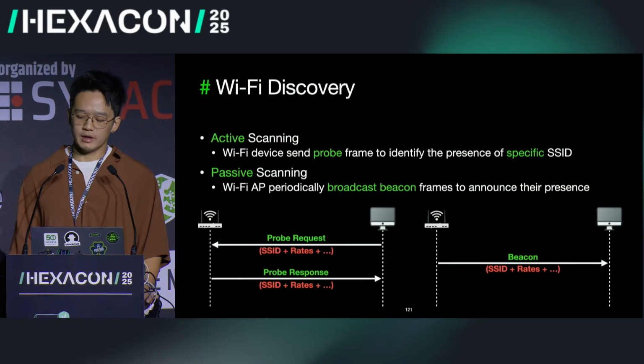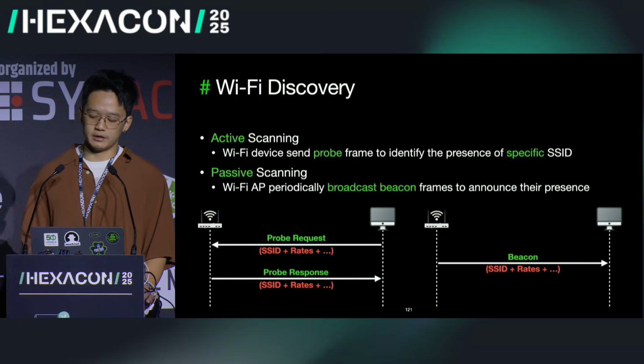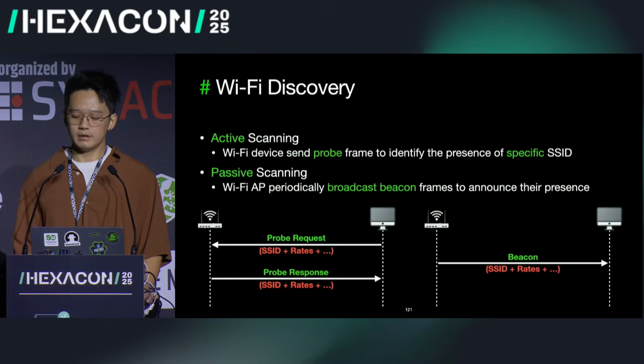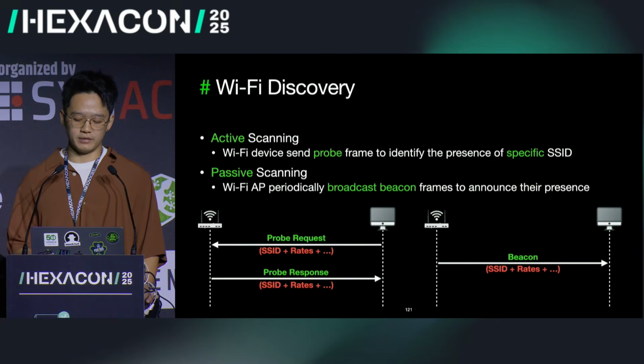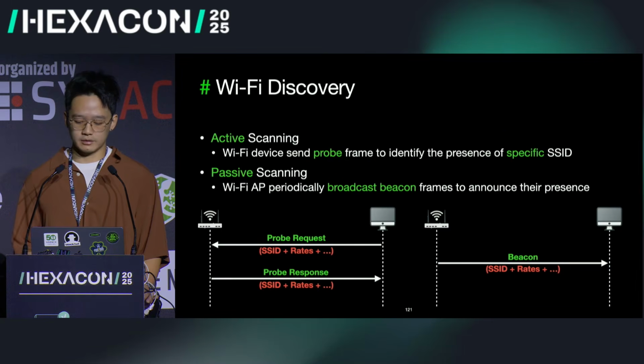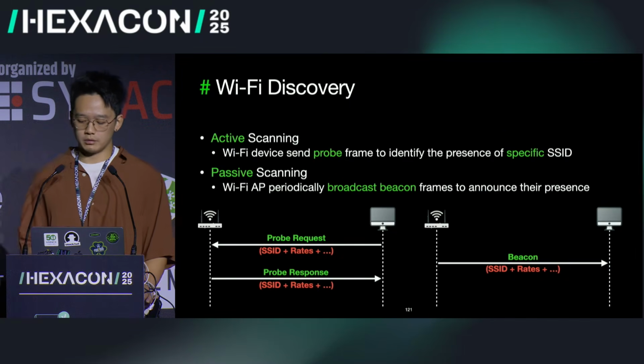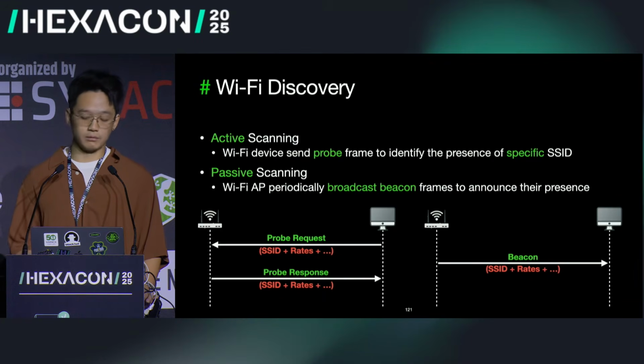Probe and beacon frames are related to active and passive scanning, respectively. The main purpose of scanning is to discover nearby APs. Active scanning uses probe frames to check if a specific AP exists, while passive scanning relies on APs periodically broadcasting beacons to surrounding devices. For example, if you turn on the Wi-Fi on your computer, it will start listening to beacons from nearby access points.